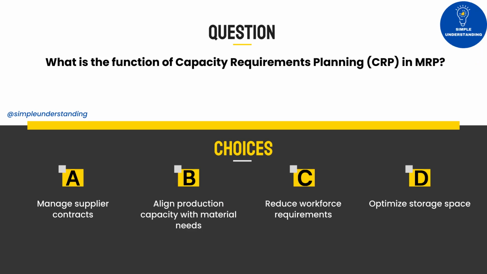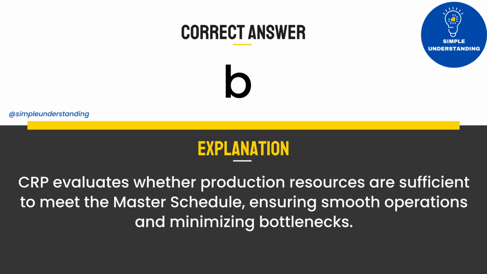7. What is the function of capacity requirements planning, CRP, in MRP? A. Manage supplier contracts. B. Align production capacity with material needs. C. Reduce workforce requirements. D. Optimize storage space. Answer: B. Explanation: CRP evaluates whether production resources are sufficient to meet the master schedule, ensuring smooth operations and minimizing bottlenecks.